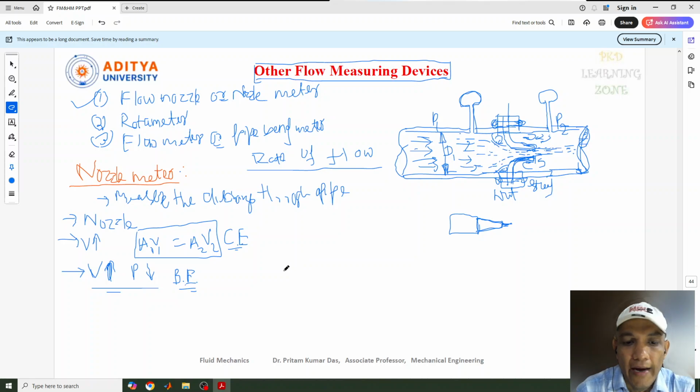And at the throat, if you see this throat part, it is like a venturimeter. The throat part is like a venturimeter. Now if you remember the venturimeter video, there you can see how this venturimeter device is working. So here also the throat part is like a venturimeter. I'll just remind you of the venturimeter concept, which is like this.